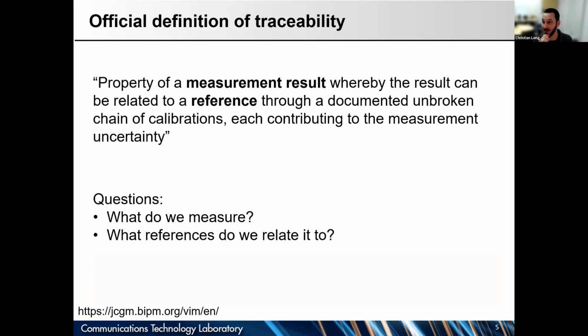So I see many of the names in the audience are folks in the metrology field. So I have the official definition of traceability from the International Vocabulary of Metrology, the VIM, and I'll read it. It's the property of a measurement result. We have to measure something that can be related to a reference. You have to have something else that you've measured and characterized, and something maybe that's well known, through a documented, unbroken chain of calibrations, each contributing to the measurement uncertainty. So this brings up some questions. What do we measure? And what references do we relate it to?